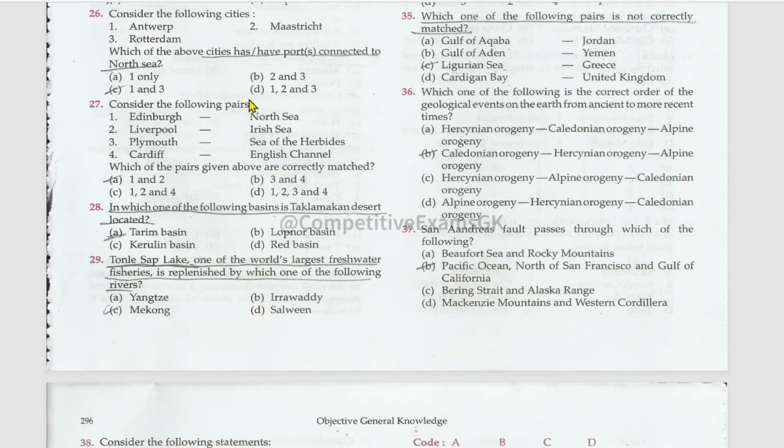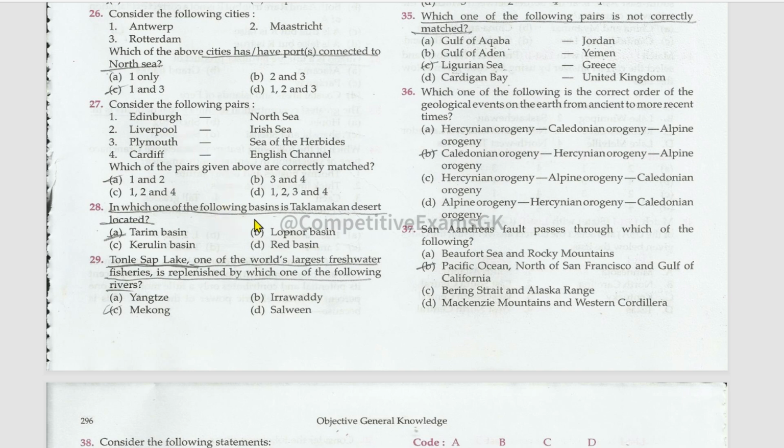Consider the following pairs. Which of the pairs are correctly matched? Edinburgh, North Sea, right. Liverpool, Irish Sea, right. Plymouth, Sea of the Hebrides, no. Cardiff, English Channel, no, false. C and D are not correctly matched. 1 and 2 are correctly matched.